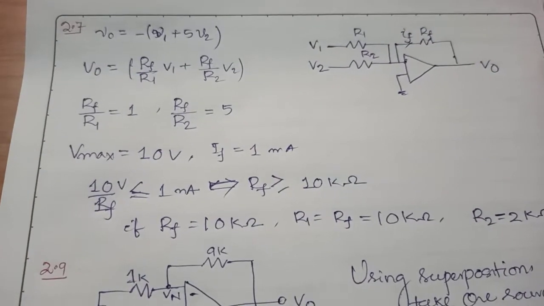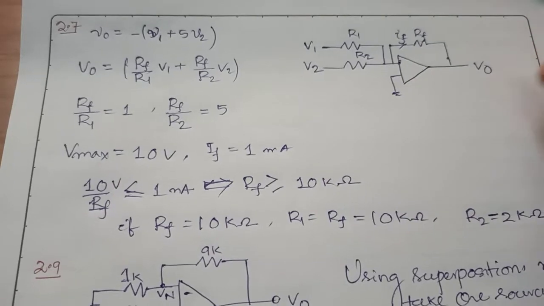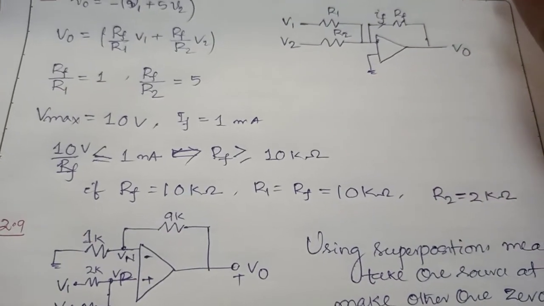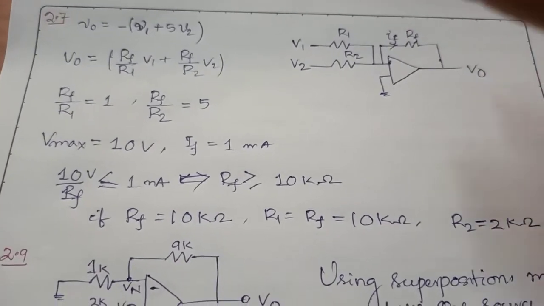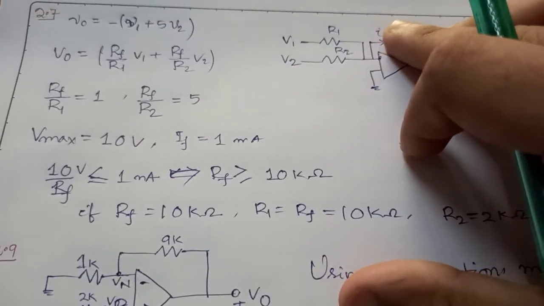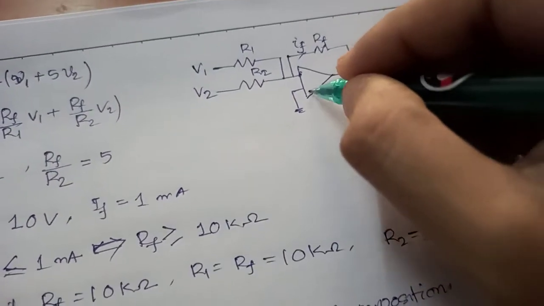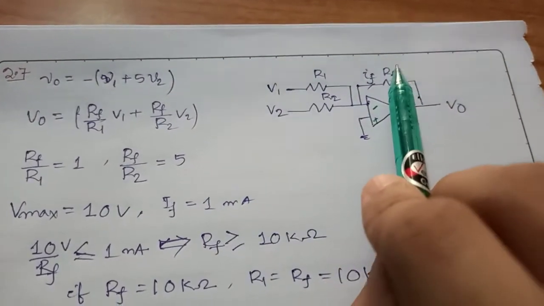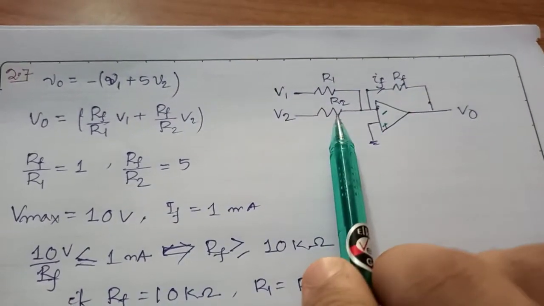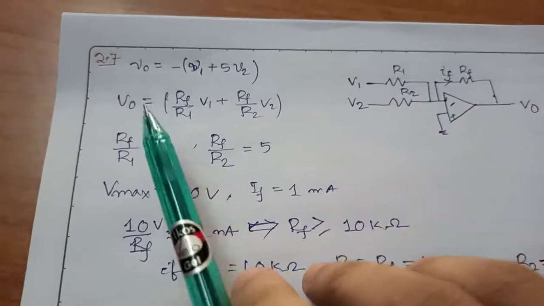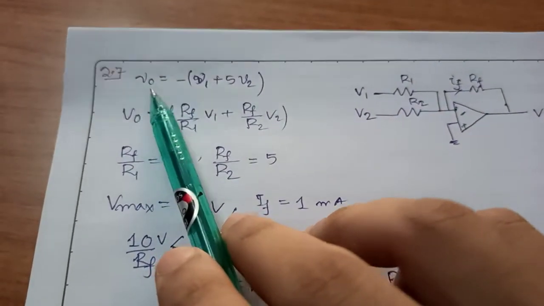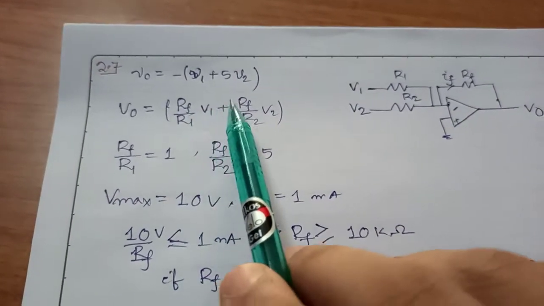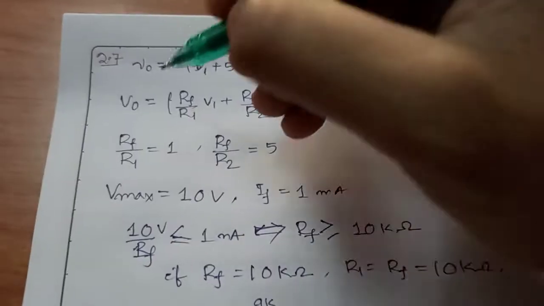In 2.7 it is asked that we have to design a summer, or a summing circuit. Okay, so in the summing circuit it is given that our output should be minus V1 plus 5 V2, and two input resistances R1 and R2 and one feedback resistor RF are connected. This is my positive terminal, this is the negative terminal. So how do we write the equation for this summing circuit? We know it is minus RF by R1 into V1 minus RF by R2 into V2. Okay, so you can cross verify, our output should be minus V1 plus 5 V2.